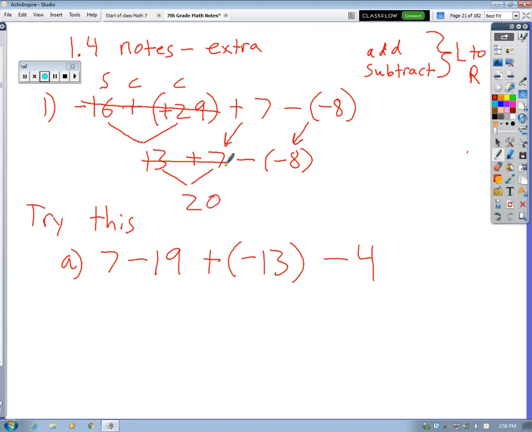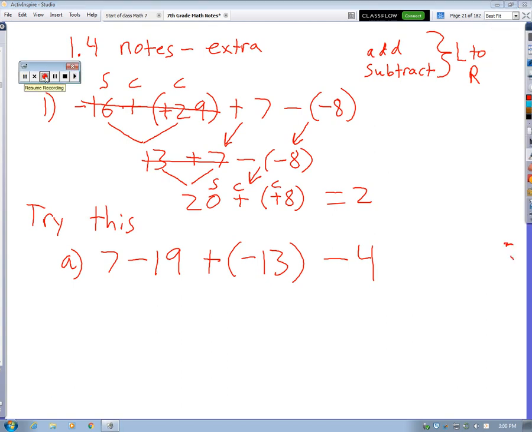Cross it off. I have one last thing to drop down. I'm going to drop down the minus negative 8. Now I just have one last problem to do. It's subtraction, so we have to do same change. SCC, make that into a plus, make that into a positive. Now that's just going to come out to 20 plus 8, and that's simply just going to get me 28.